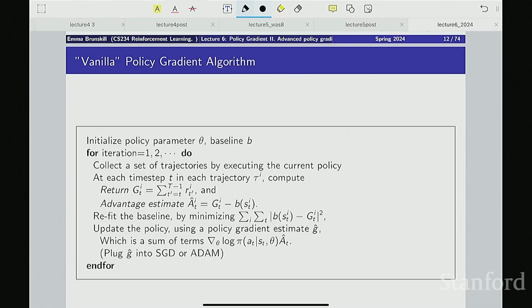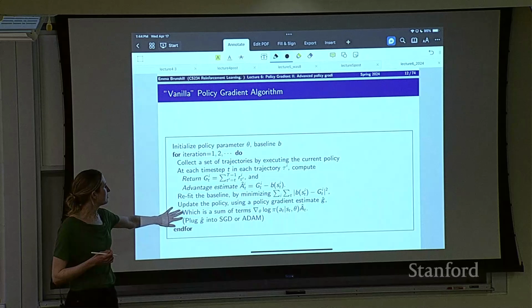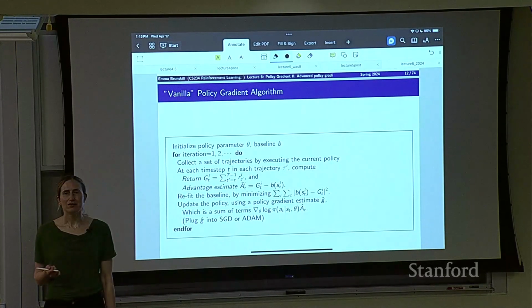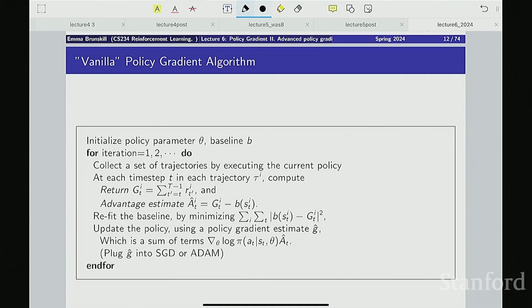Again, it doesn't matter what we pick for the baseline, it will always be unbiased, but there will be better or worse choices. So you can imagine if the baseline is 0, it will never make any difference. The goal is to hopefully have a baseline that's pretty informative and has a value close to the value of your policy. Then we'll update the policy using our policy gradient estimate, which is a sum of these terms, where we've got the derivative with respect to the log of the policy parameters times our advantage, and then repeat. So this is like a vanilla policy gradient algorithm.